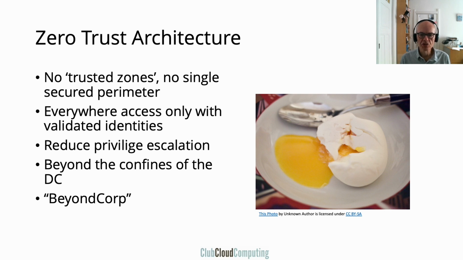This tremendously reduces privilege escalation, which is one of the major attack paths for any hacker or nation-state actor or what have you. And on the benefit side, it allows the organization to move beyond the confines of the data center. Now, zero trust architecture isn't particularly new. Google pioneered this concept about a decade ago with their BeyondCorp. But actually implementing zero trust architecture across an entire organization with a lot of legacy is a major strategic objective.